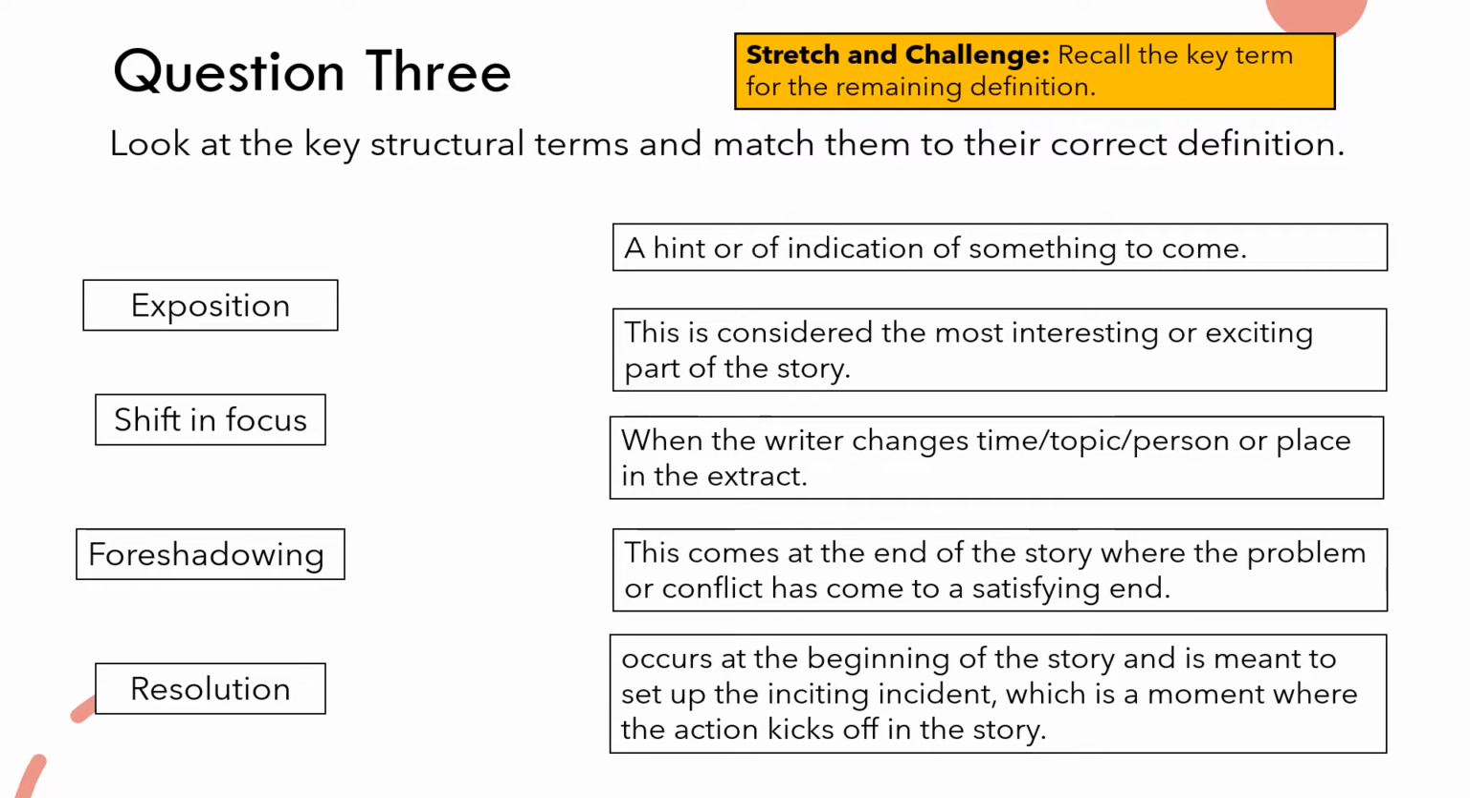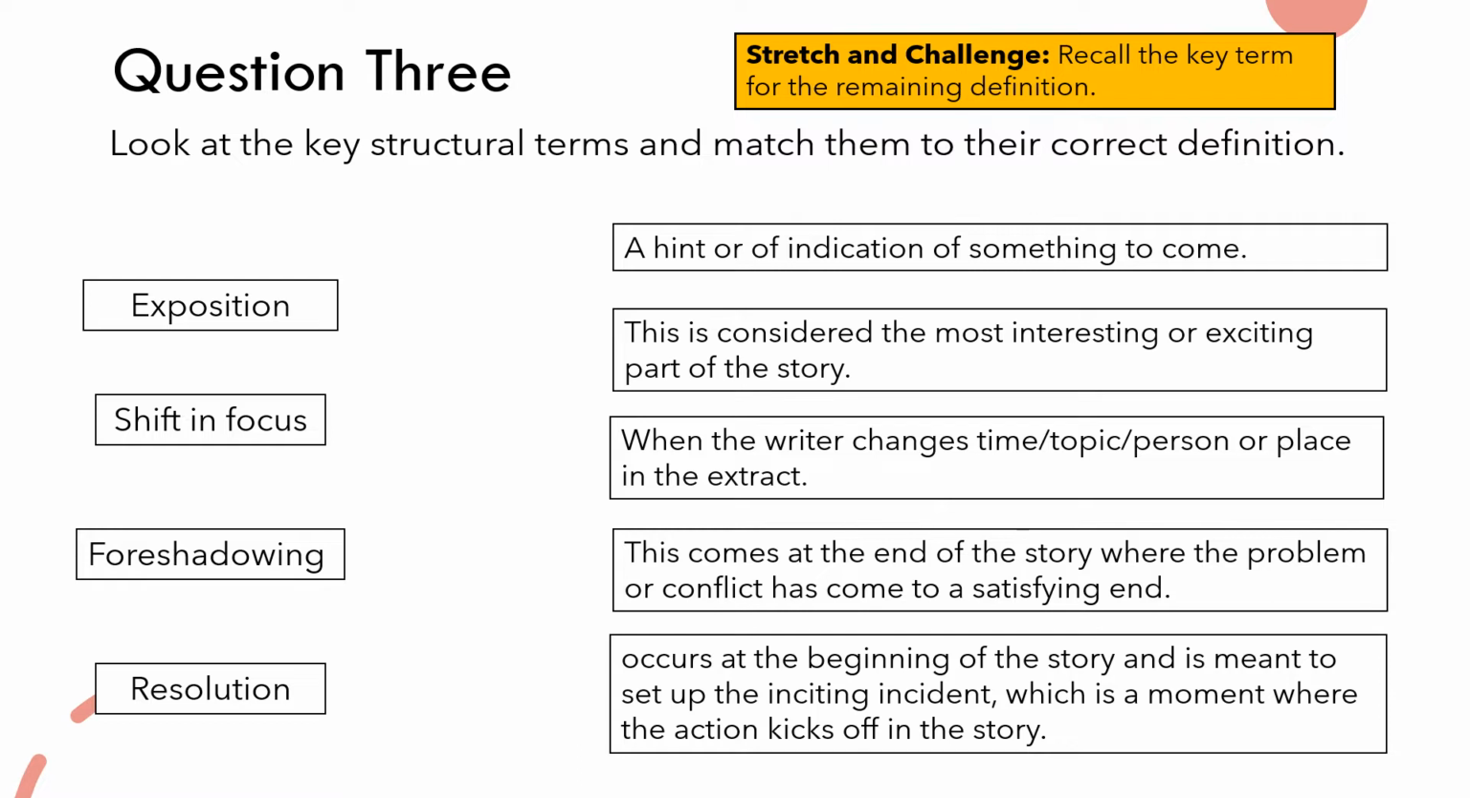Now we're going to look at a few of the key structural techniques that you need to know for question 3. Now there are many different techniques that are really important for this question, but we can break it down to 4 that are considered potentially the most important ones to know. So if you're not too sure on your structure, if you find this question a little bit overwhelming, just think that these ones are the main staple ones that you're going to find in the vast majority of your extracts. So first of all then, we have exposition on the left hand side, shifting focus, foreshadowing and resolution.